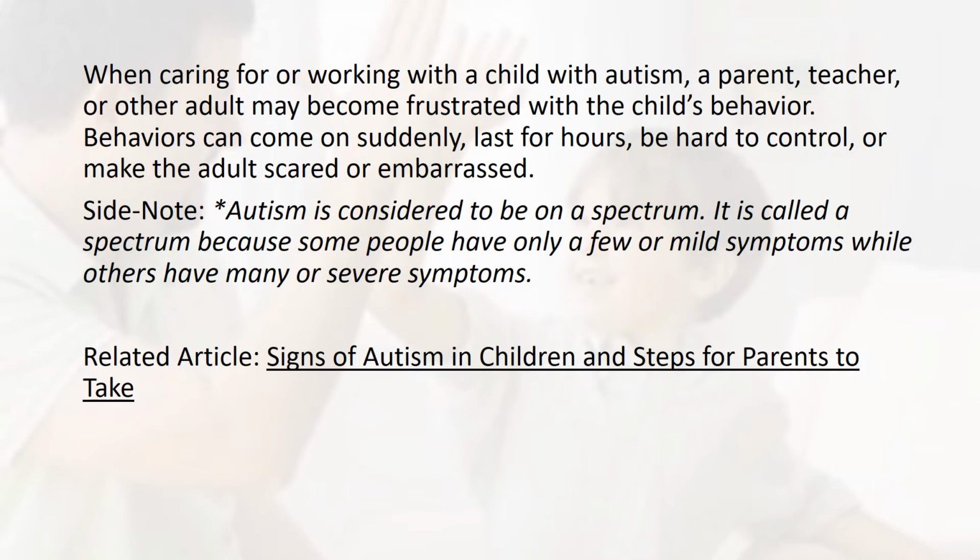When caring for or working with a child with autism, a parent, teacher, or other adult may become frustrated with the child's behavior. Behaviors can come on suddenly, last for hours, be hard to control, or make the adult scared or embarrassed. As a side note, autism is considered to be on a spectrum. It is called a spectrum because some people have only a few or mild symptoms, while others may have many or severe symptoms. For a related article, see signs of autism in children and steps for parents to take.